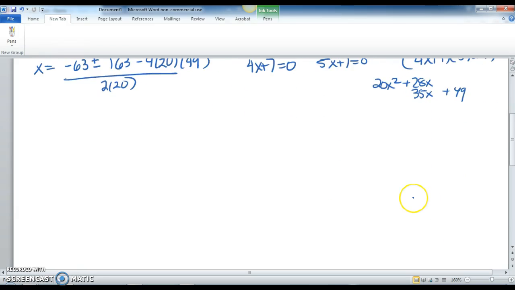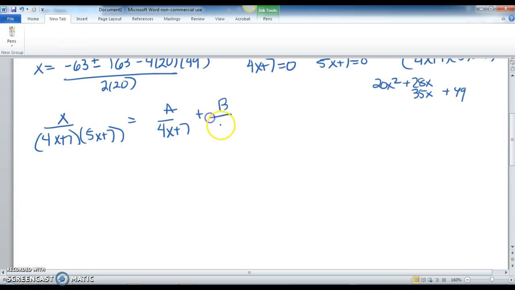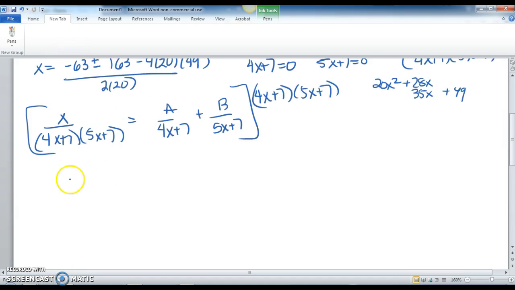So now we have, all that work was just for factoring. So we have x over 4x plus 7, 5x plus 7. So this breaks down into a over 4x plus 7 plus b over 5x plus 7. You're going to multiply both sides by the denominator, 4x plus 7, 5x plus 7. These cancel out and leave you with x equals a. 4x plus 7 cancels with this and leaves you with 5x plus 7 plus b. 5x plus 7 cancels out and just leaves you with the 4x plus 7.